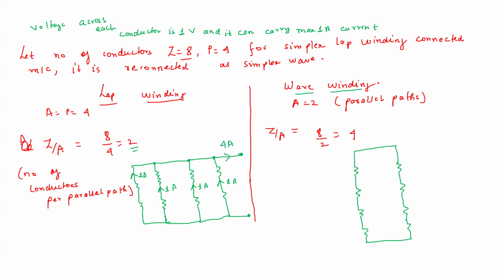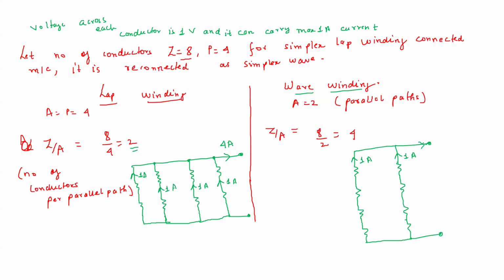Now here, this parallel path will carry 1 ampere. This parallel path will carry 1 ampere. We cannot take 2 ampere here because all of these conductors are series connected in this path and their maximum current rating is 1 ampere. So in this series connected path there will be 1 ampere, and in this series connected path there will be 1 ampere.